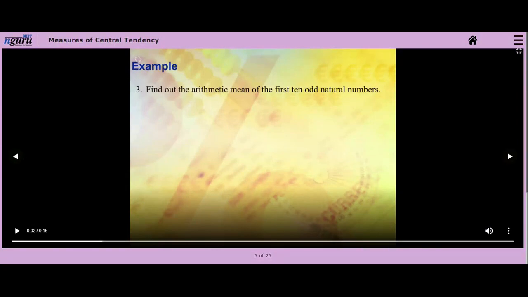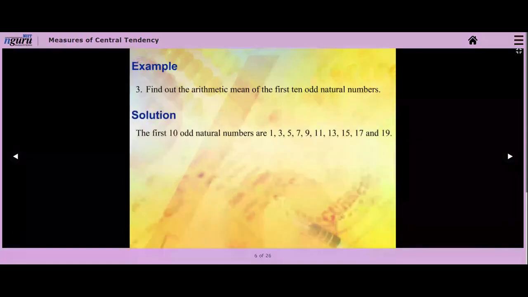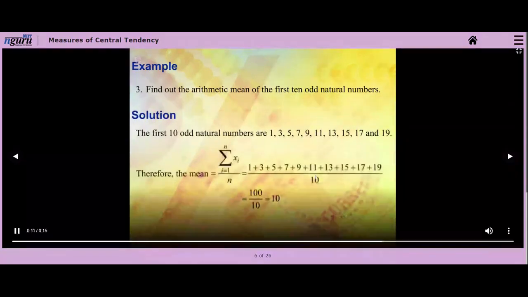The first 10 odd natural numbers are 1, 3, 5, 7, 9, 11, 13, 15, 17, 19. First 10 means you have to count. The first 10 odd natural numbers are shown here. Why has it gone up to 19? Because they have asked for the first 10 odd natural numbers. Correct.